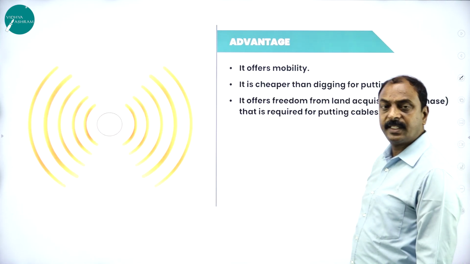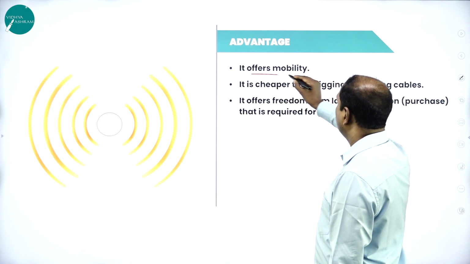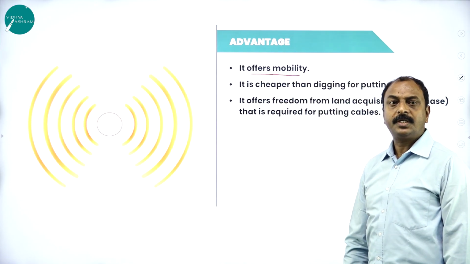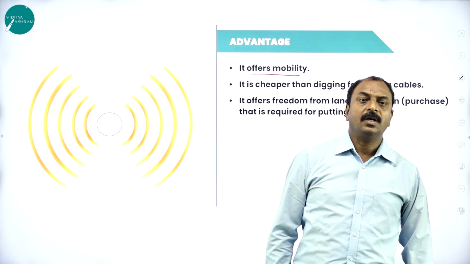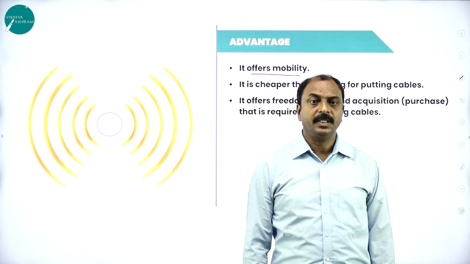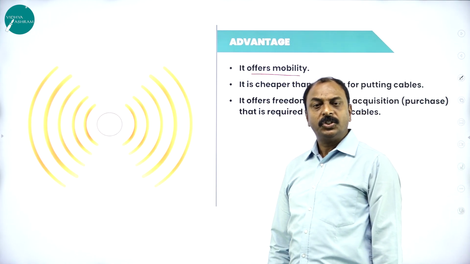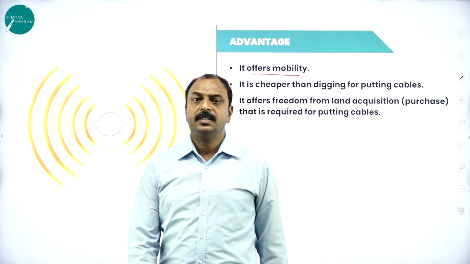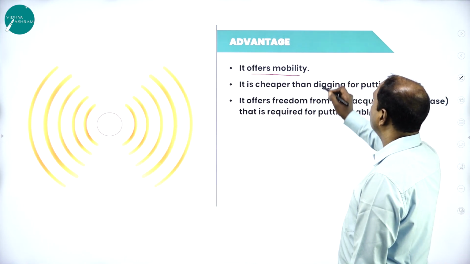Now in the next slide, let us see the advantages. It offers mobility. What is the meaning of mobility? The two network devices or computers or any network communication devices need not be stationary, and need not be in a fixed location. They can be movable, that is called mobile.